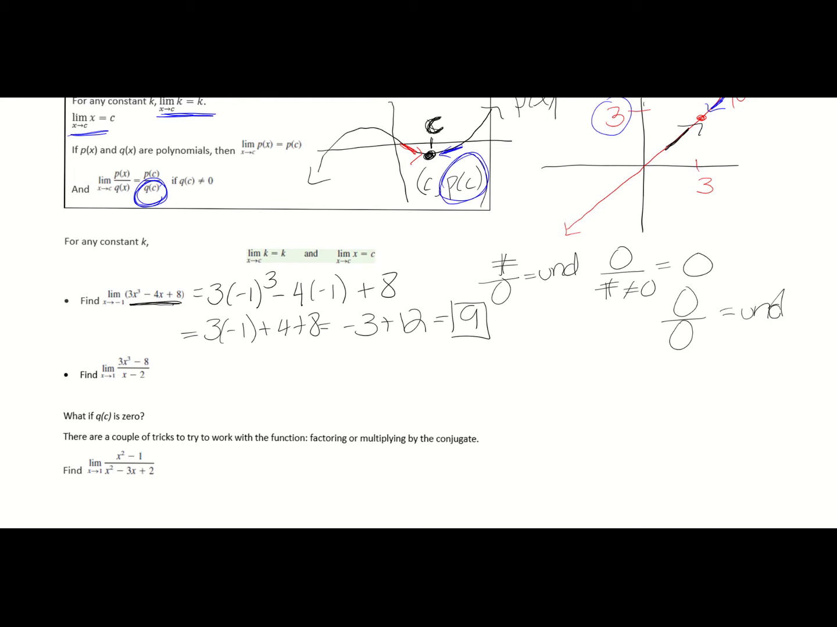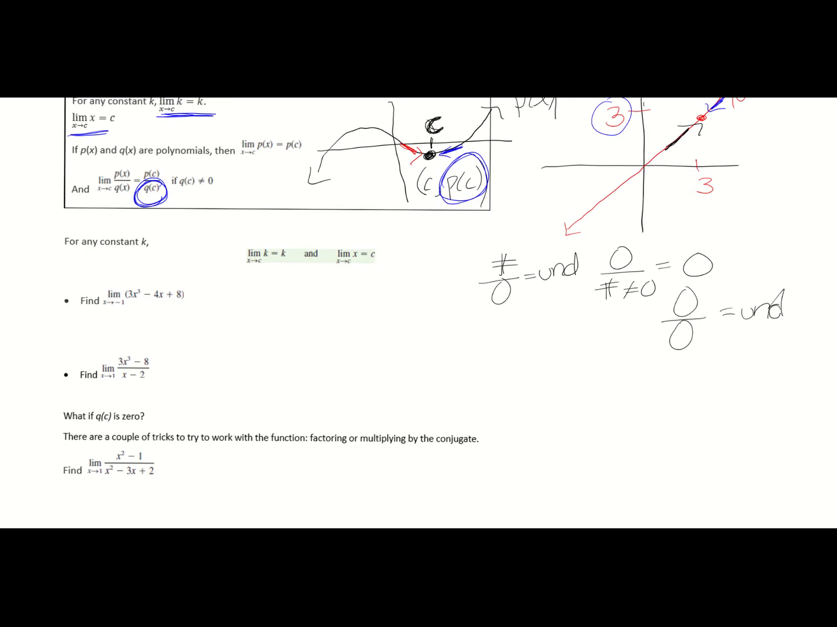Okay, the next one is a rational function, again, because 3x cubed minus 8 is a polynomial on its own. x minus 2 is a polynomial on its own. So if you put them in a fraction, it's called a rational function. So if I don't get 0 in the bottom, which I won't when I plug in 1, I can just plug in the limit, x equals 1. So 3 times 1 cubed minus 8 over 1 minus 2, oops. This is going to give me 3 minus 8 over -1. So this will give me -5 over -1, which will give me 5.